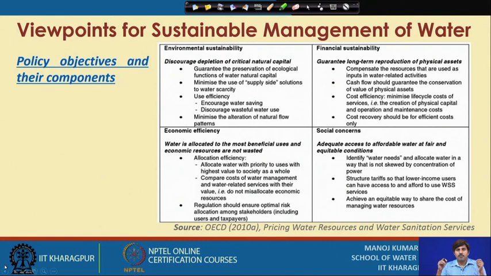So, allocation wise, if you talk about economic efficiency, water should be allocated based on priority to the use with the highest value for the water. Now this highest value for the water is a very dicey term. What is the highest value for the water? Maybe if you are giving water to industries, they will pay the highest tariff because they are using that water for profit making. Their business is depending on the water.